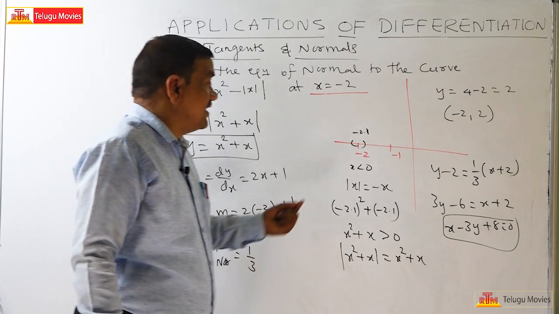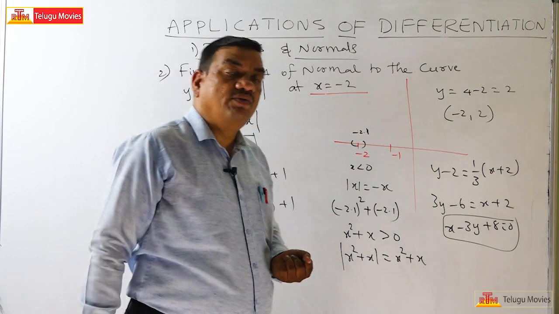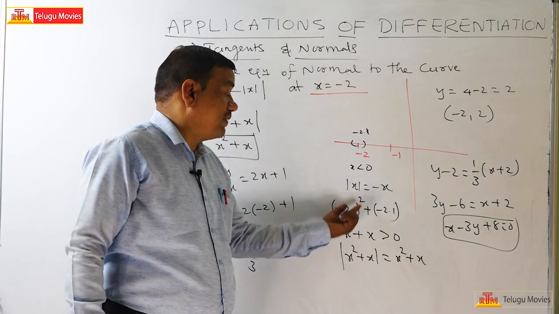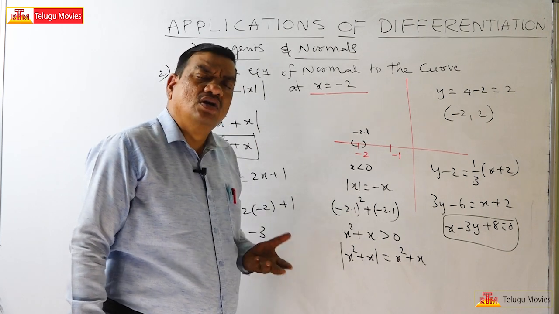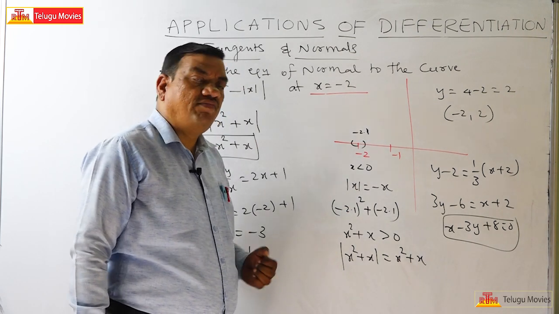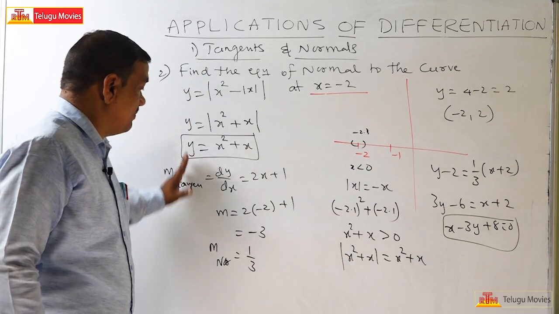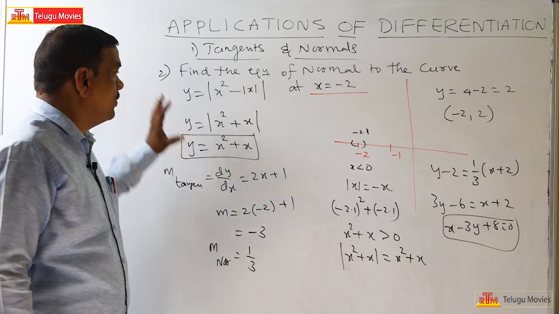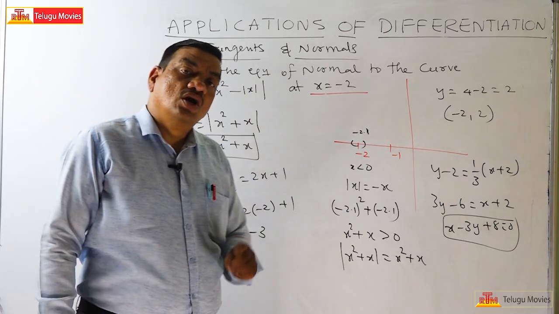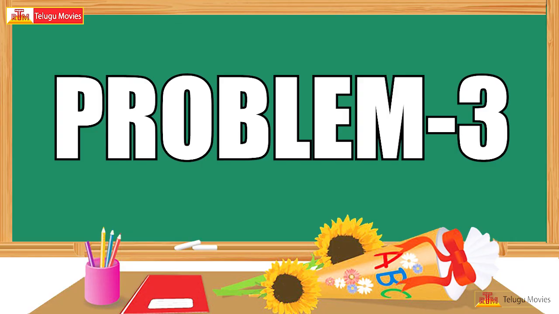We will check it here. In the neighborhood of minus 2, take any one point, minus 2.1. Minus 2.1 whole square plus minus 2.1 is always a positive quantity. You check for any value, it is positive. Therefore, from that, we got the answer. I hope that you understand this solution. Let us move to the next problem.